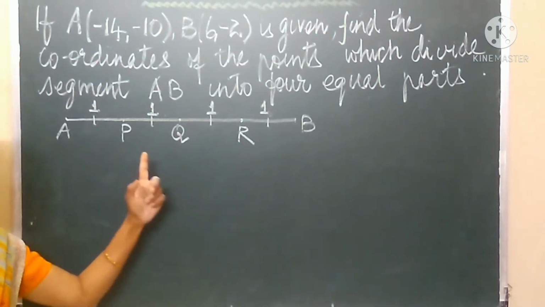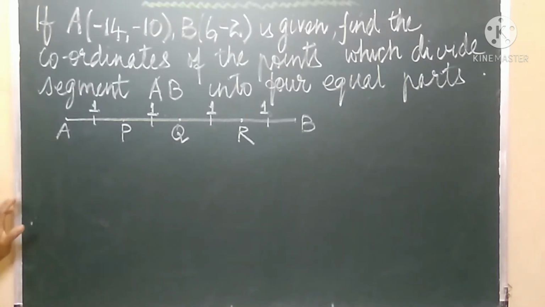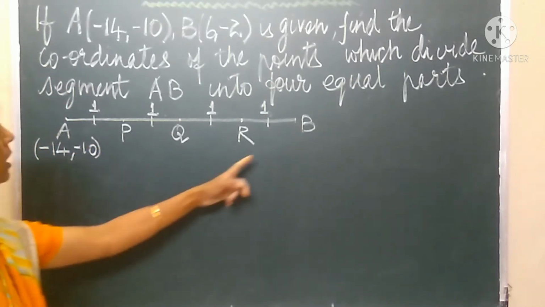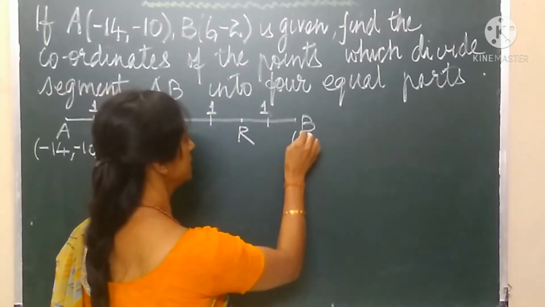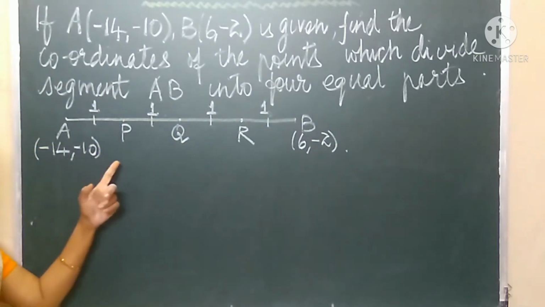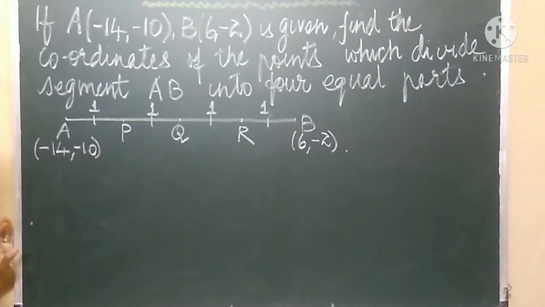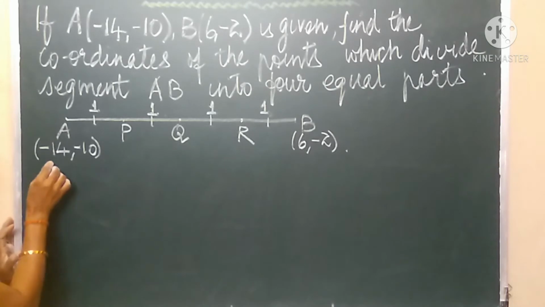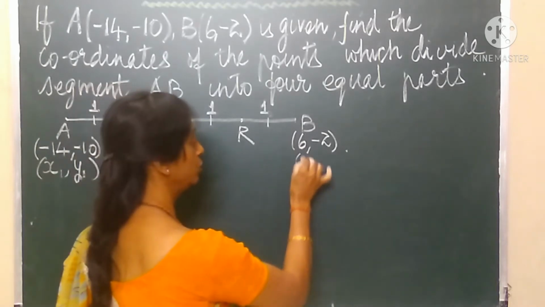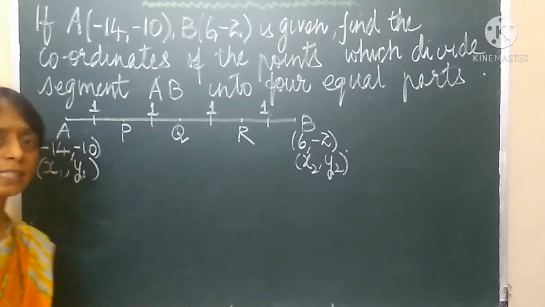We are supposed to calculate the coordinates of points P, Q and R. What is given? Only the coordinates of point A, that is (-14, -10), and the coordinates of point B, (6, -2), are given. Looking into the problem first, let's assume that the coordinates of point A are x1, y1, and point B as usual x2, y2. Now children, what is easier to calculate?